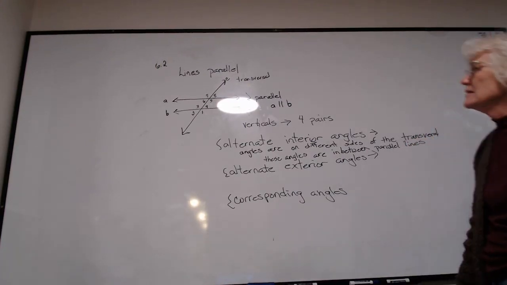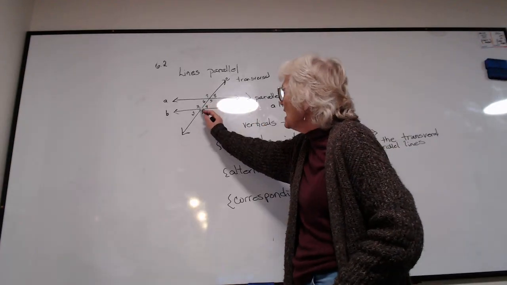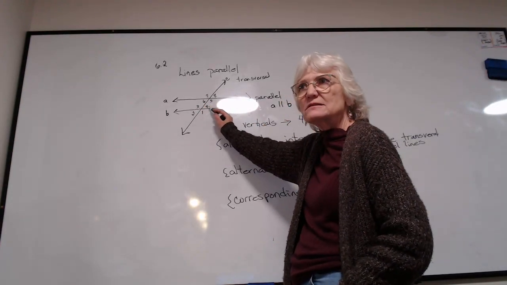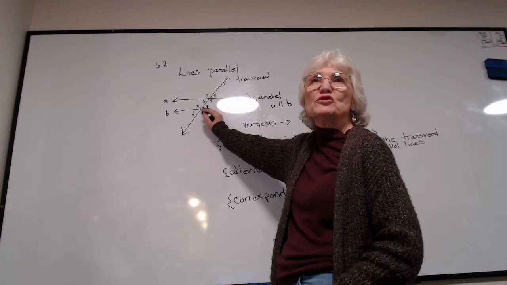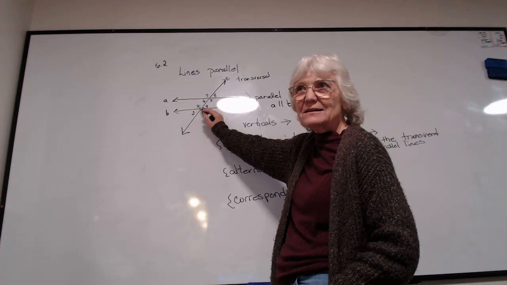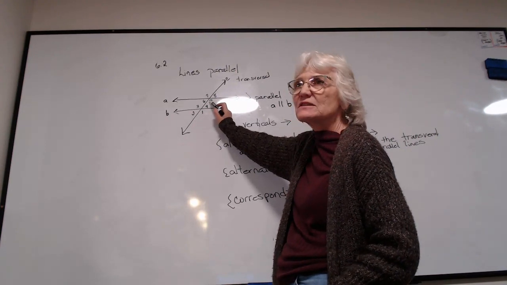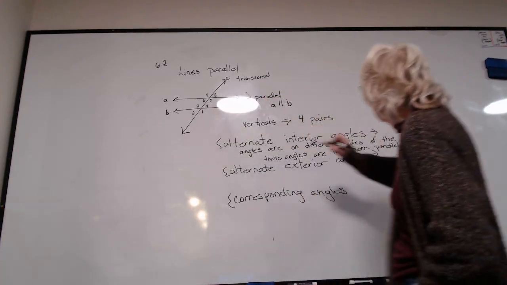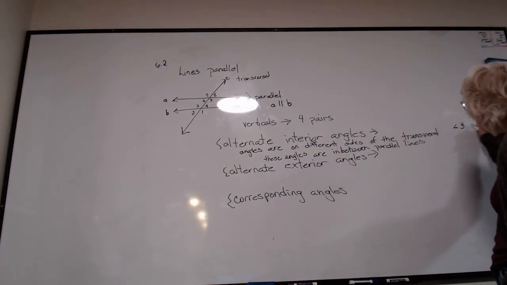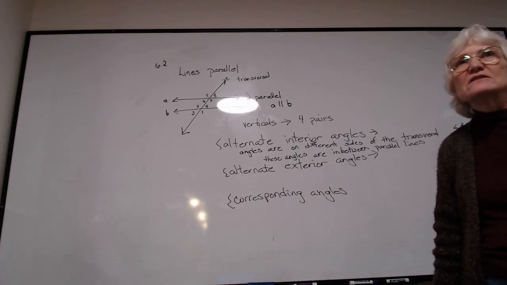Okay, so based on that, we are looking at these angles. These are my angles that are inside, correct? 3, 4, 5, 6 are inside, in between. So alternate interior would be 3 and 5 because they're on different sides. So angle 3 and angle 5 are congruent because they're alternate interior angles.